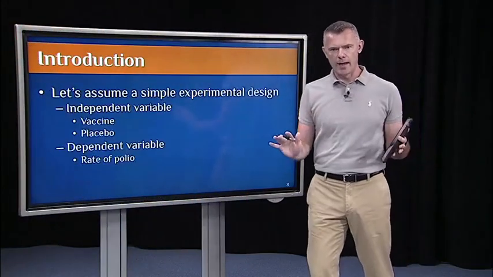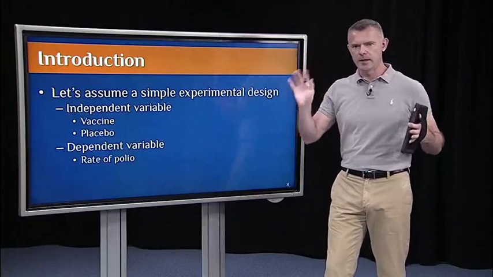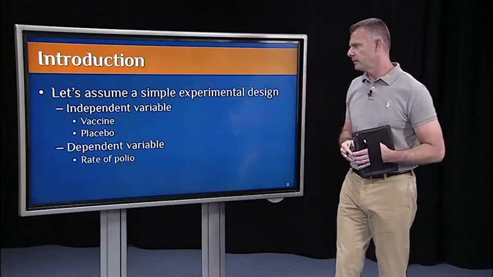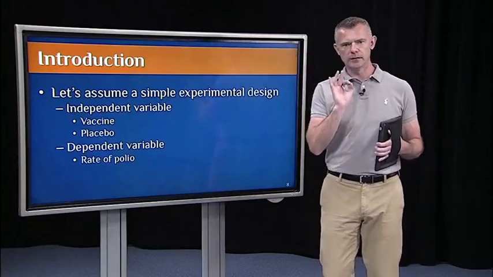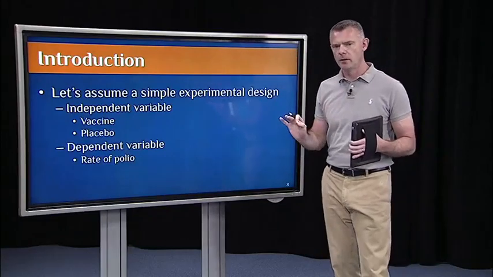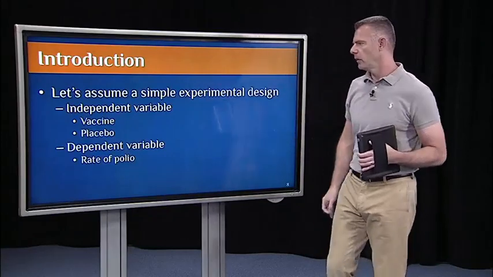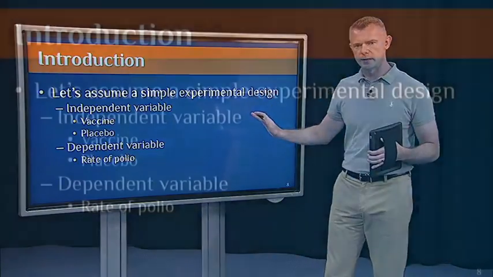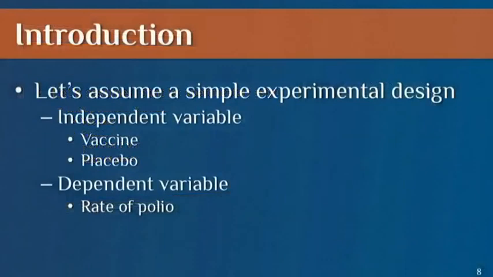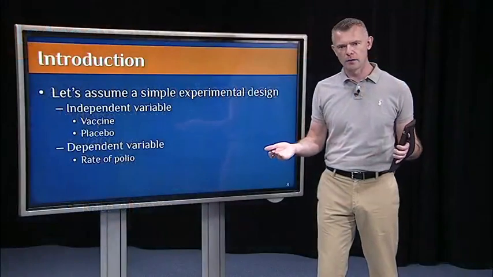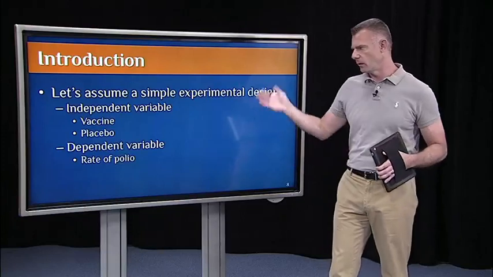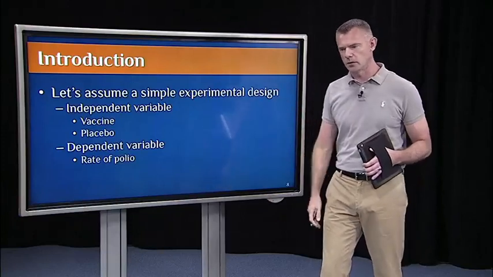So instead of all that messy, complicated design, let's just assume a really simple, elegant experiment, taking us back to Lecture 1, which was the polio vaccine example. It was so simple, right? You just had an independent variable, kids were randomly assigned to get a vaccine or a placebo, and then you had one dependent variable. It was just the rate of polio in a community of kids where this manipulation took place.